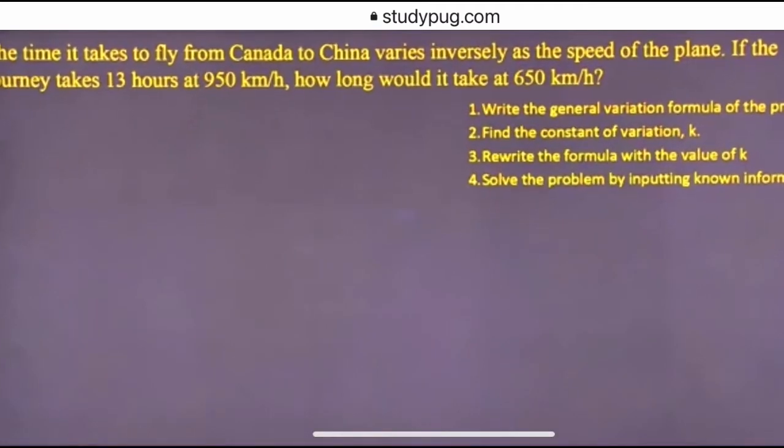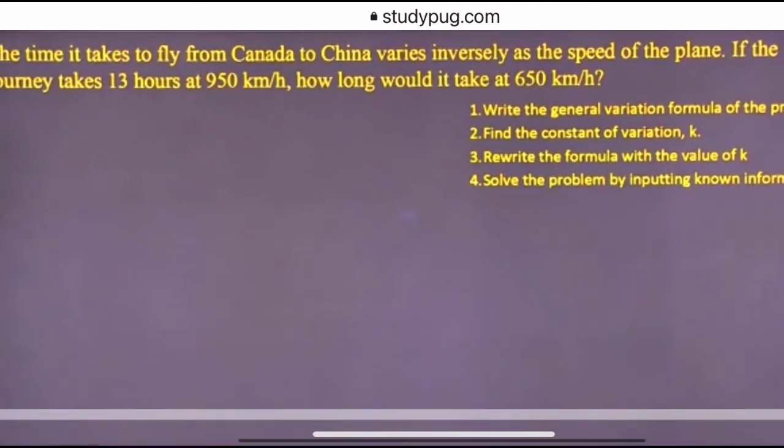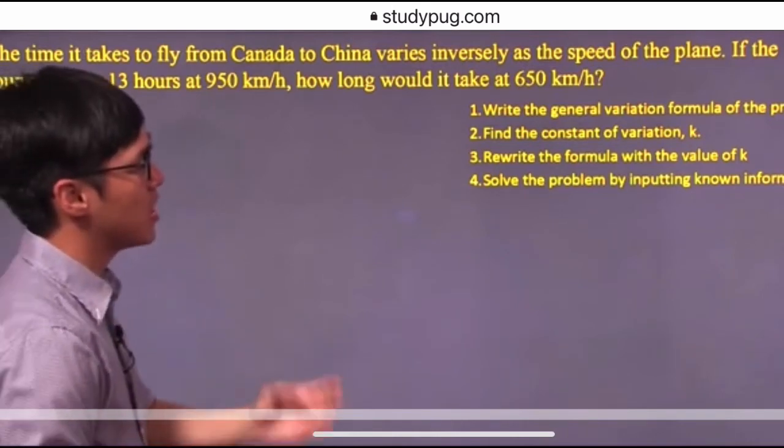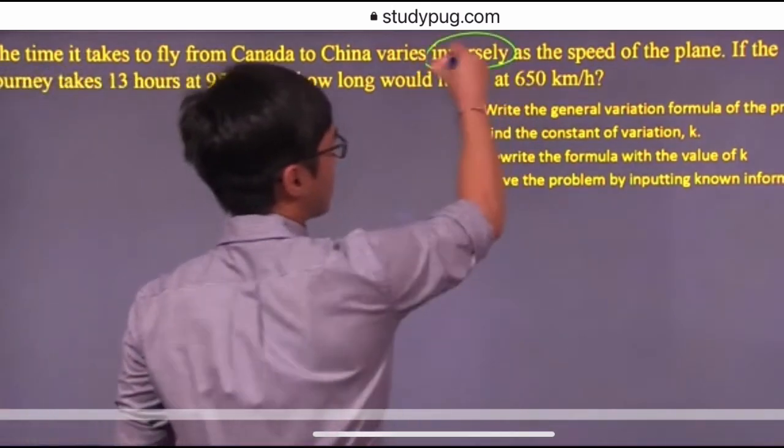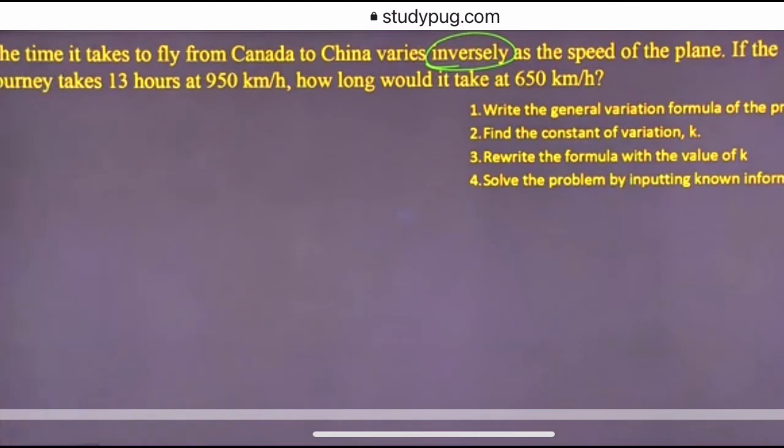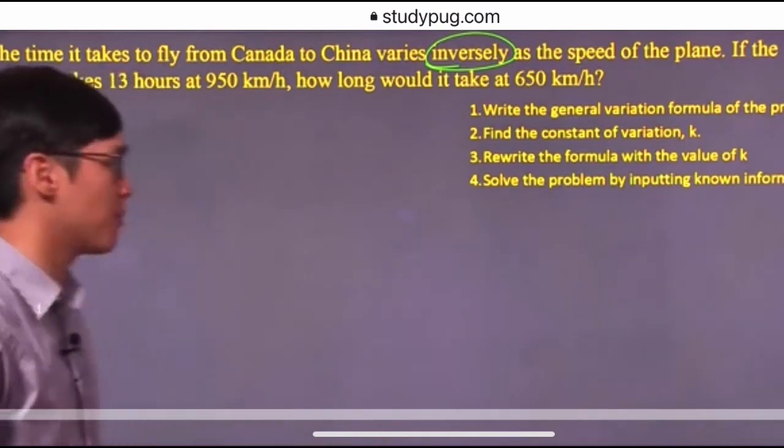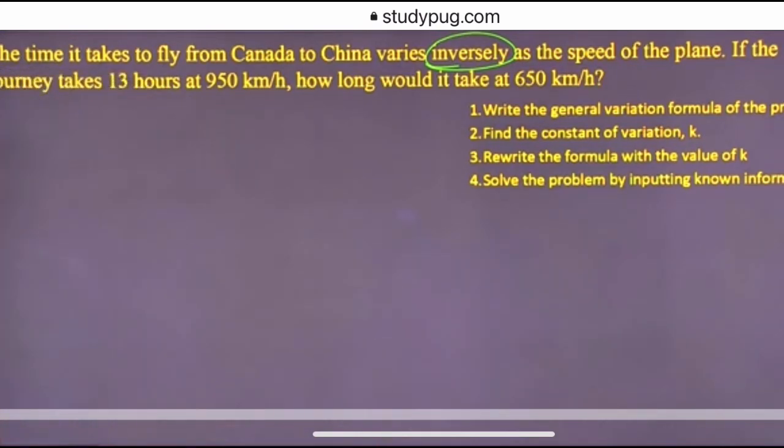The time it takes to fly from Canada to China, both the seas, varies inversely as the speed of the plane. So we know we're dealing with an inverse variation here. If the journey takes 13 hours at 950 kilometers per hour, how long would it take at 650 kilometers per hour? So we're flying from Canada to China. We're on a journey somehow.